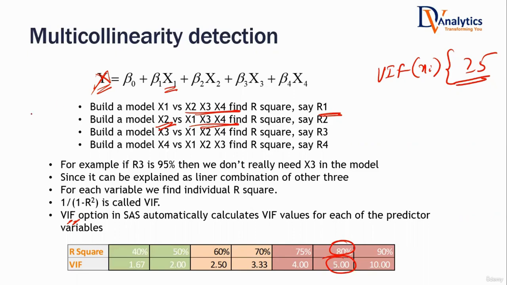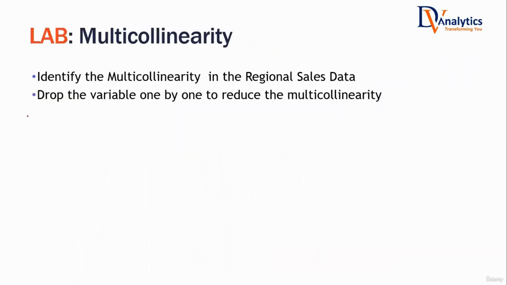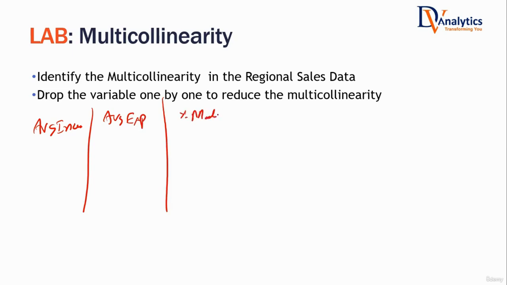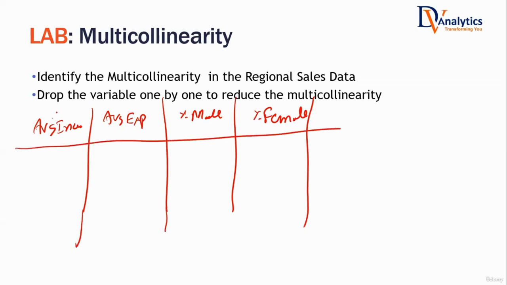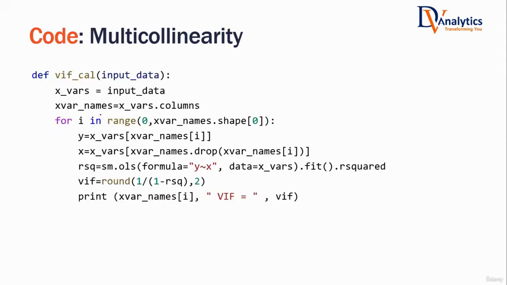More than 5. If you go back to our case study, we have average income, average expenses, percentage male, percentage female. In general, you can have multiple other variables as well, isn't it? So you have to take every variable, take the rest of the variables and calculate the VIF value. For that, we can write a function. What does this function do? It takes all the variables and runs a loop.